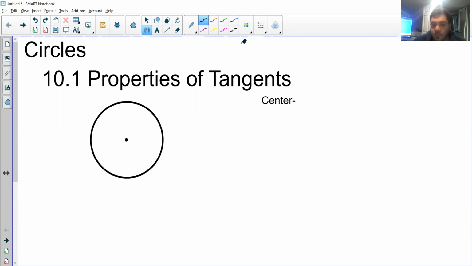All right. So we're going to go over a couple of definitions. This is going to be normal style notes, mainly due to the nature of this. You kind of want to draw a lot of these things yourself. So we're going to do normal notes for this section, at least for the next couple of sections. So make sure you pull out a notebook. And we're going to start with circles, 10.1, properties of tangents.